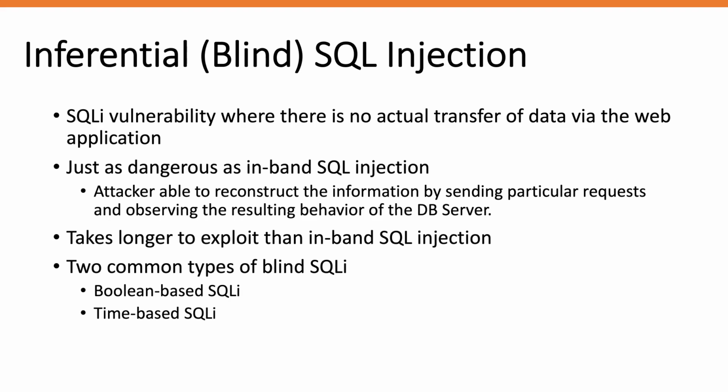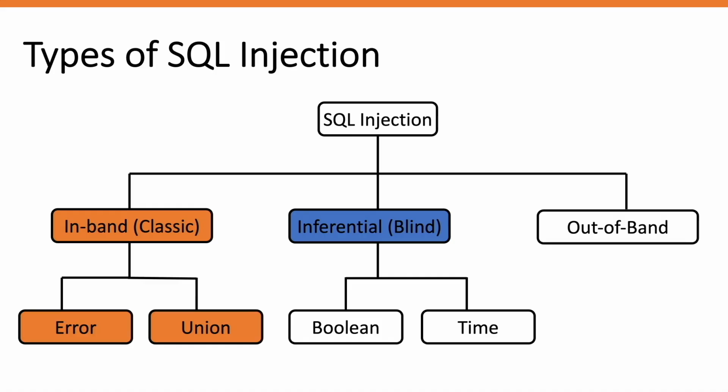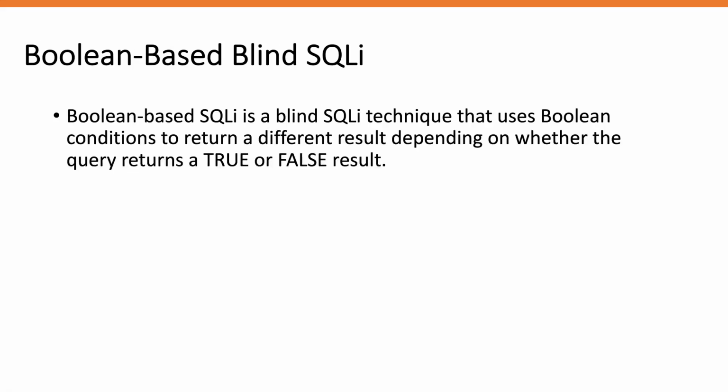Let's talk about Boolean-based SQL injection. Boolean-based SQL injection is a blind SQL injection technique that uses Boolean conditions to return a different result set depending on whether the query returns a true or a false result. So in simple English, again, the attacker sends different SQL payloads that ask the database true and false questions. And depending on how the database responds, you could infer whether the application responded with true or false. This is sometimes referred to as content-based blind SQL injection. So you'll see those two terms used interchangeably.